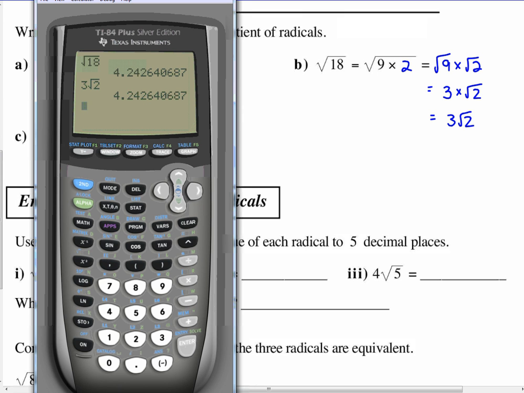Should I make that brighter? Well, I could turn down the lights if I have to. Can you see the calculator? Yeah? Okay.